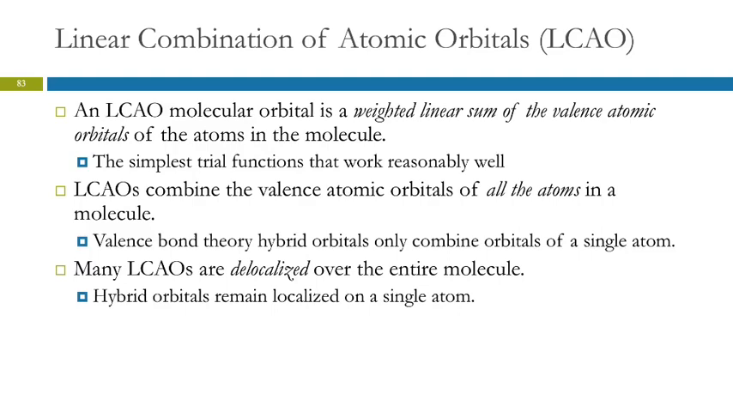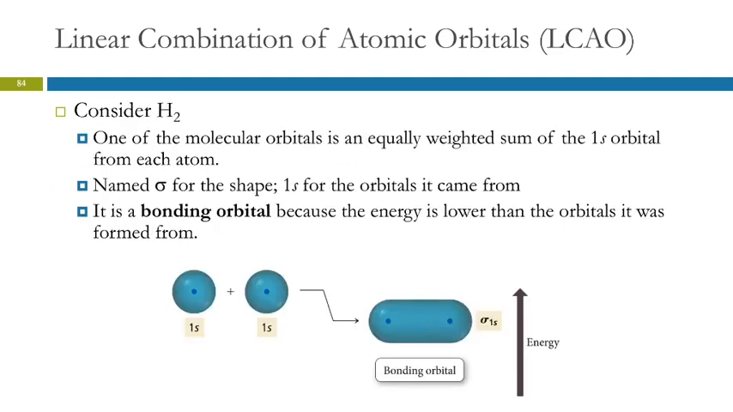What we end up with for these linear combinations are orbitals that are often hybridized over the entire molecule. Not hybridized, delocalized. They're delocalized. So this orbital now, instead of just being between two atoms, like the hybrid orbitals are, it goes all over the molecule.